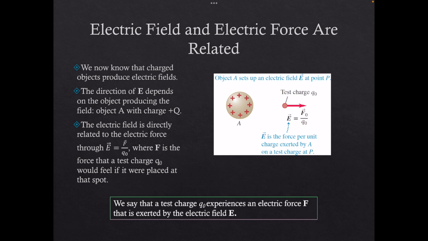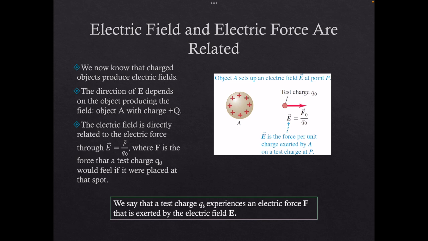So I kind of alluded to it earlier. How are electric field and electric force related? Well, they're definitely related, and they're related very straightforwardly by a factor of charge. So let's talk about that. We know that all charges produce electric fields, and that the direction of that electric field depends on the sign of the object that's producing it.